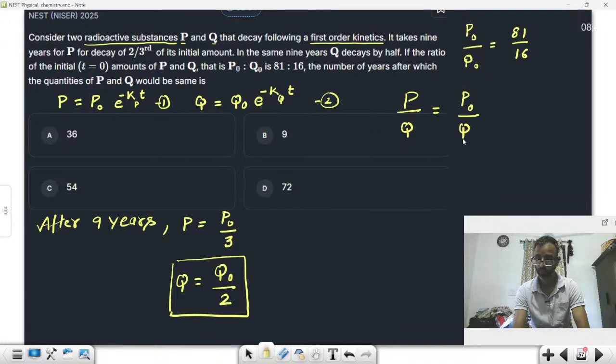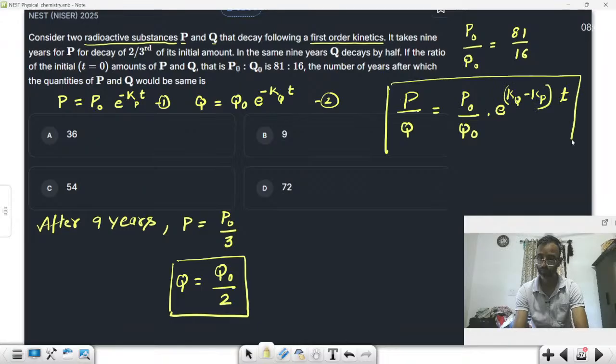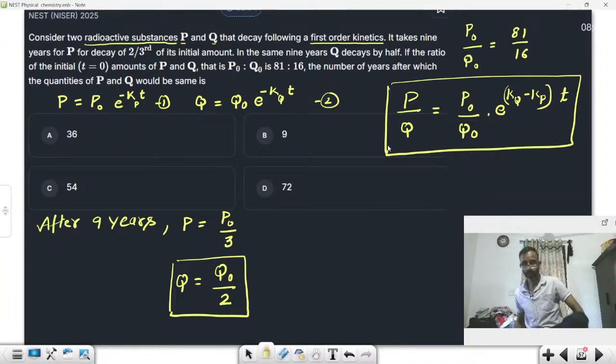Now if we write the ratio, P upon Q is equal to P naught upon Q naught into e raised to power minus kpt upon minus kqt. That means it becomes kq minus kp into t. This is the relation.